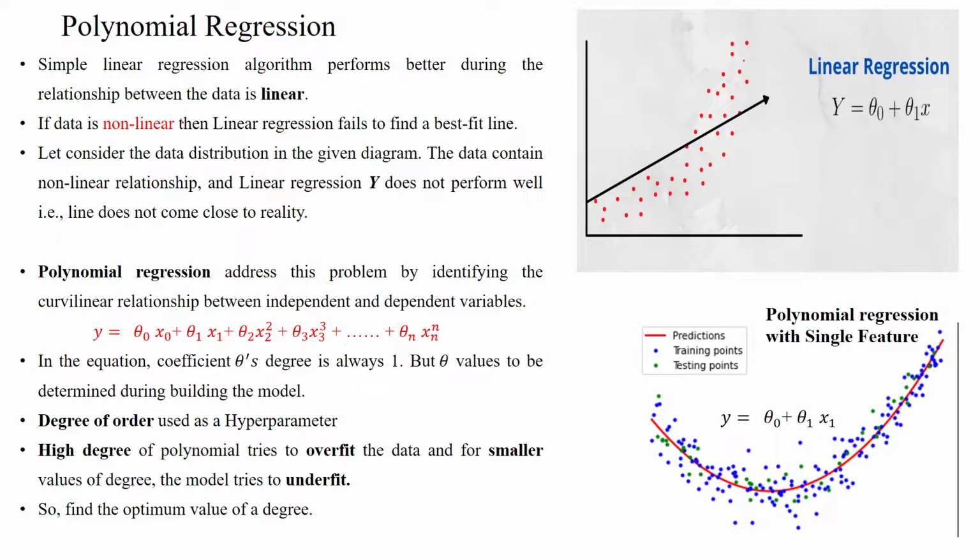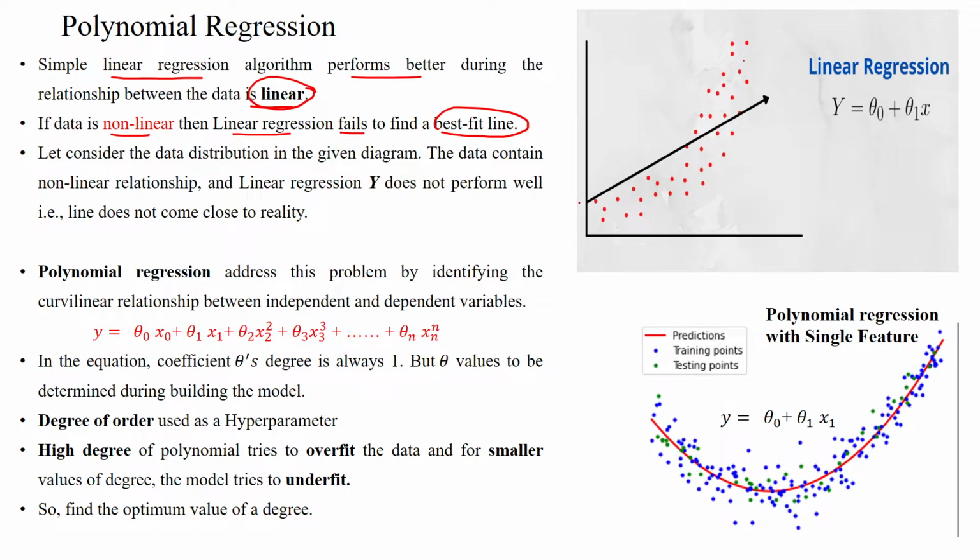Polynomial regression is useful for nonlinear data. Simple linear regression performs better when the data is arranged in a linear manner, that is, the relationship between the independent variable and the dependent variable is linear. If the data is non-linear, linear regression fails to find the best fit decision boundary.